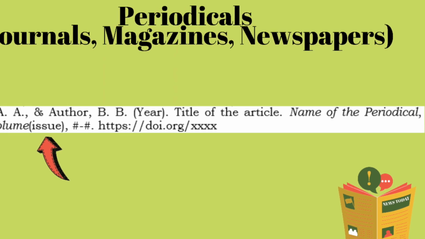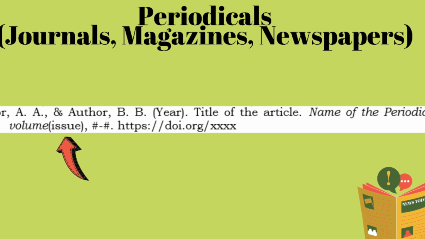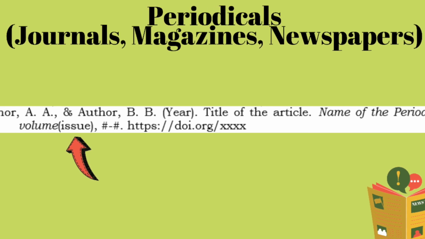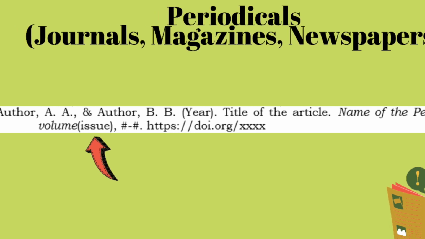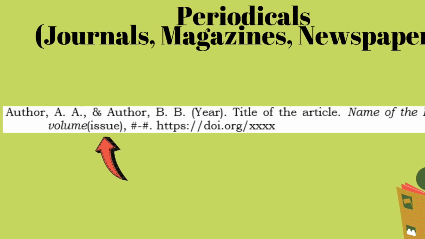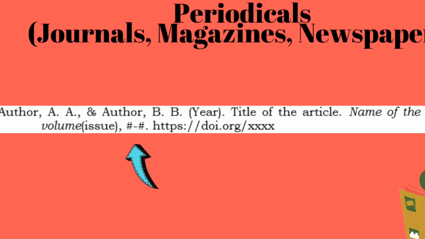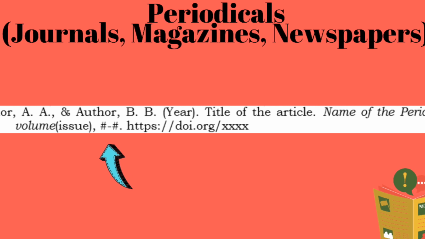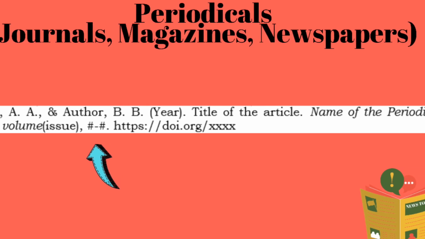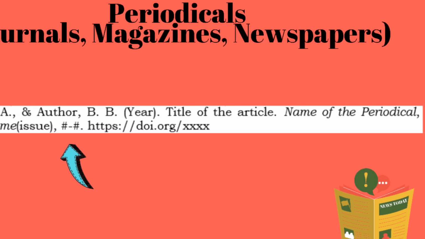Place the issue number inside the parentheses. Do not italicize. Follow the parentheses with a comma. If there is no issue number, the volume number should be directly followed by a comma. Then, include the page range of the article. Use an en dash to separate the first and last pages of the article. Do not place spaces before and after the en dash.